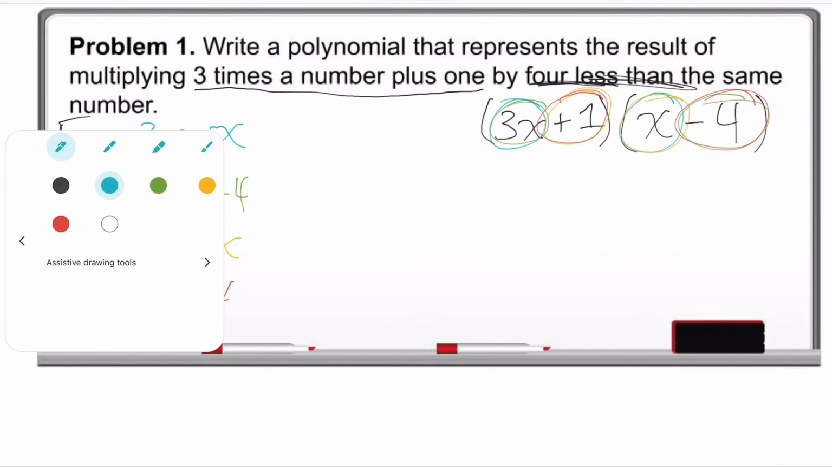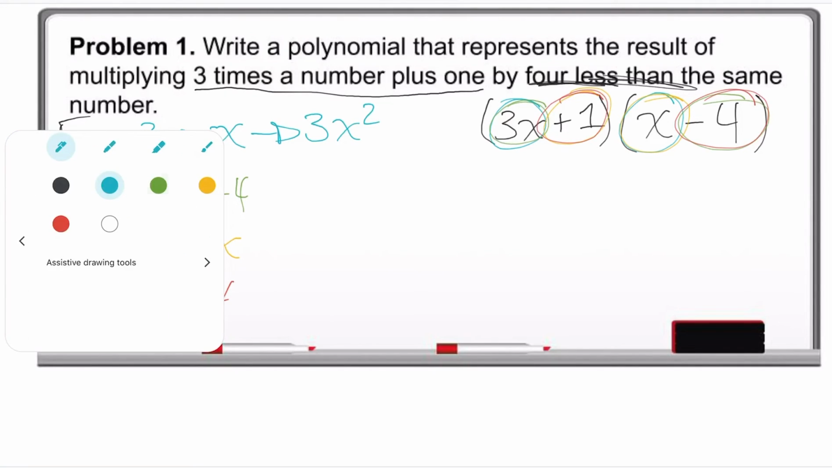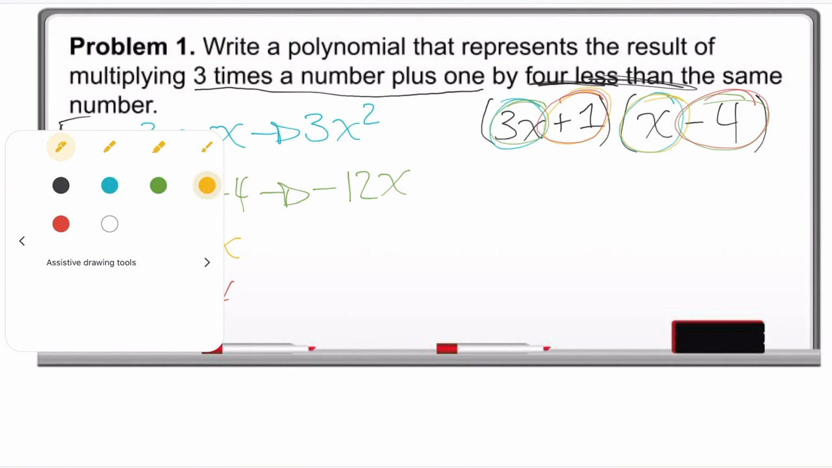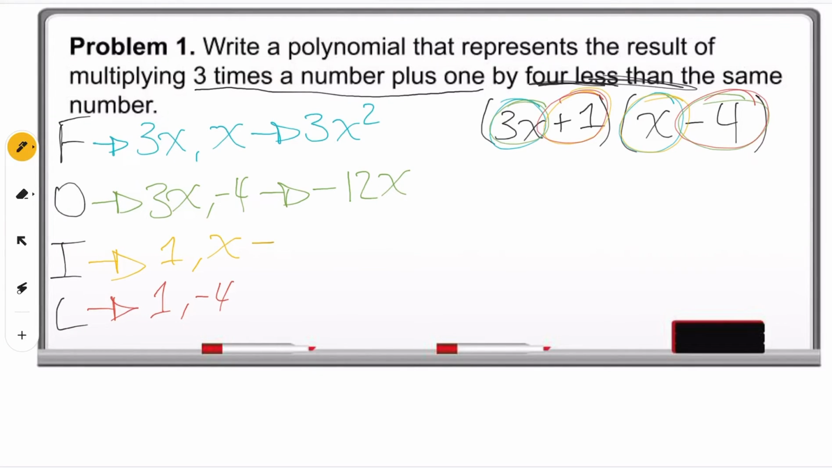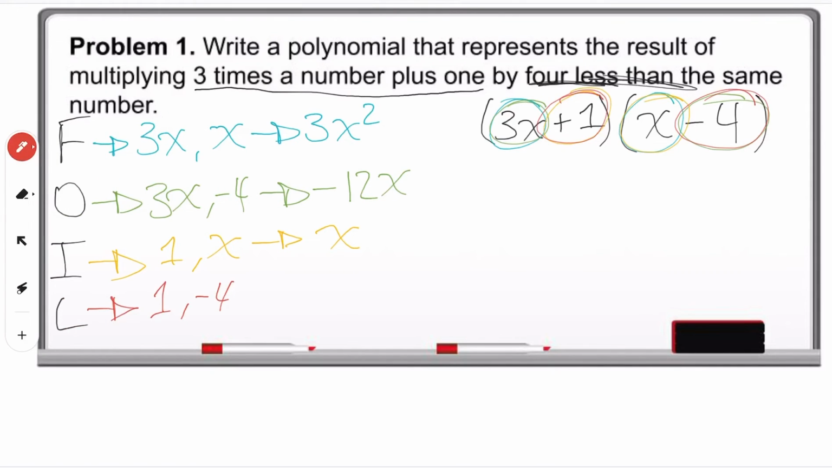And of course, we're going to go down the FOIL list and we're going to multiply the terms together. 3x times x gives me positive 3x squared. 3x times negative 4 is negative 12x. As I usually say, pay attention to your signs when you're multiplying. 1 times x is just positive x or 1x. We don't have to write the coefficient if the coefficient is 1. And last but not least, 1 times negative 4, which is negative 4.